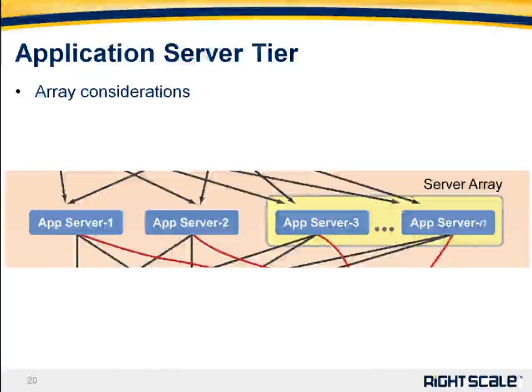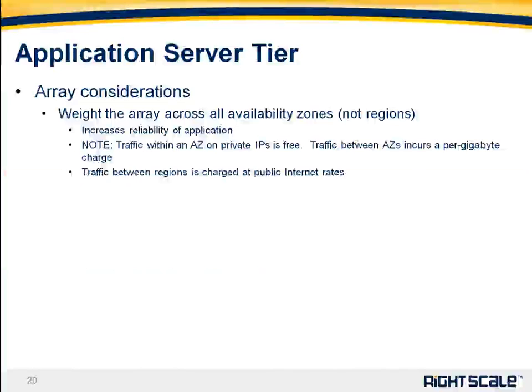Okay, we're now going to talk about the array, the area you see there in the yellow box on the slide on the screen. And that's the scalable part. And we'll talk about the considerations you want for that scalable part of your application tier. What we always recommend is that you weight the array across all availability zones. Notice I say they're not regions, right? For example, those of you who are familiar with EC2, there's US East, US West, Asia Pacific, and EU. Each of those regions has multiple availability zones. We always recommend that you weight across the availability zones within the region that you've selected. That increases the reliability of your application.